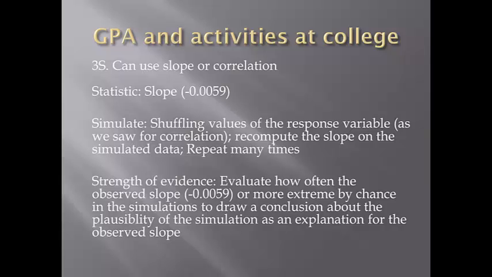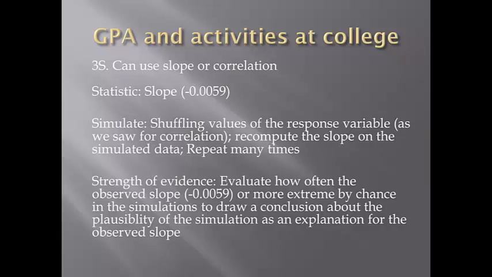For the statistic, we use the slope, negative 0.0059. It's the slope that we observed on the sample. To simulate, we'll do the same thing we used for correlation. That is, we'll shuffle values of the response variable. So if you envision your data table with two columns representing the two variables, we're simply going to shuffle the response variable values and then recompute the slope on the simulated or shuffled data and repeat this many times, getting, say, 1,000 shuffled values of the slope.